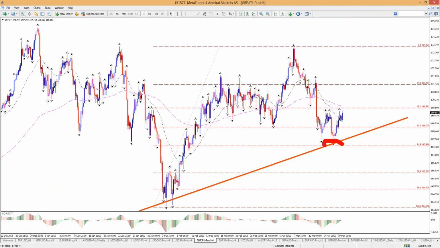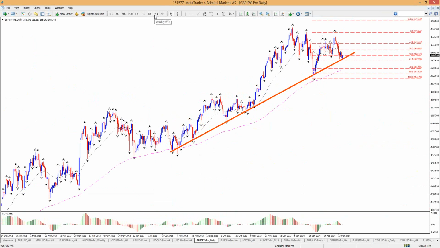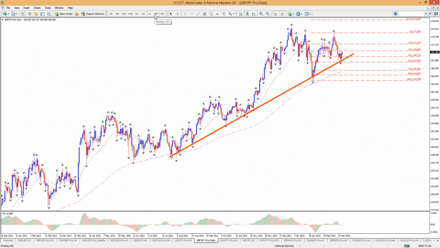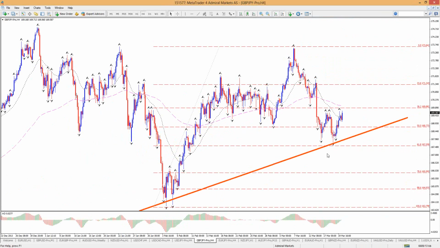Got a bounce at the 61.8 fib. I wouldn't be surprised actually if we move down to the 78.6 fib in this environment. It's very choppy. I think we move down to the 165.90. It seems likely. The question is, do we bounce here at this spot before we get to the downside?